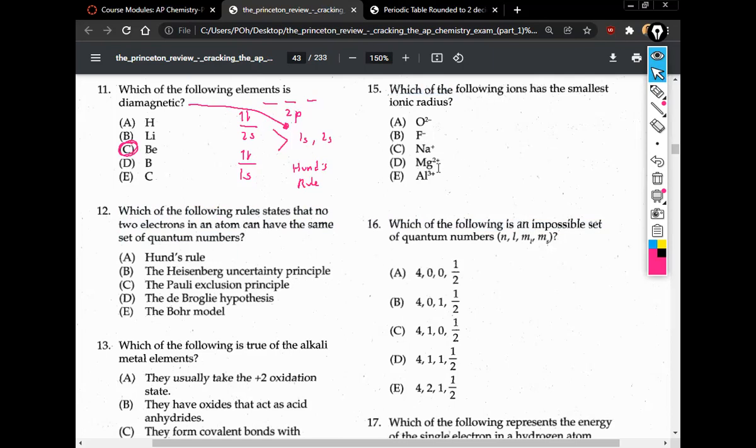Let's go to 15. Which of the following ions has the smallest atomic radius? Now, you guys might need to draw some Lewis structures, shell models, to help you figure it out, or just do that chart thing I taught you guys last time.